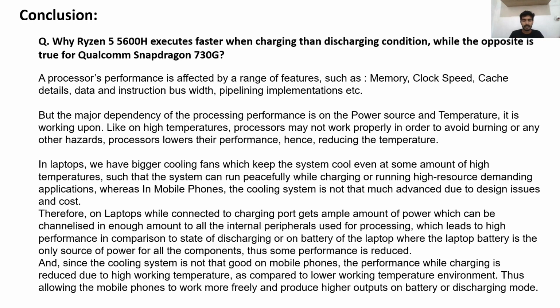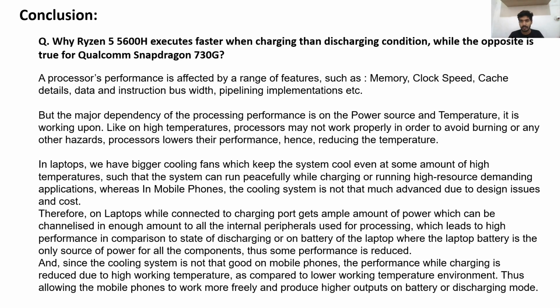and it can retain its normal or optimal conditions. That's why, when it is charging, all the components of the laptop are getting the power supply at their best condition, so they can operate at their best possible strength. But on the mobile phone, if we are charging and also using some applications, it is just getting hotter and hotter. That's why it can't work at its best.